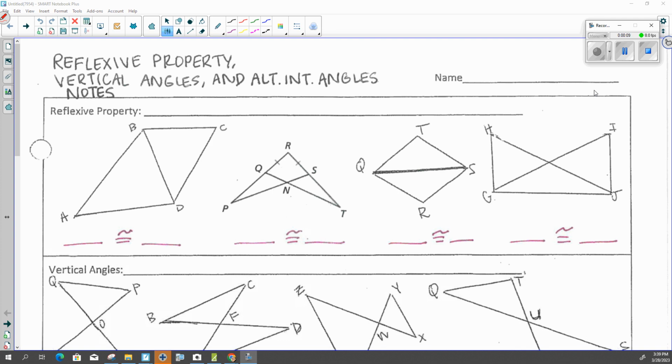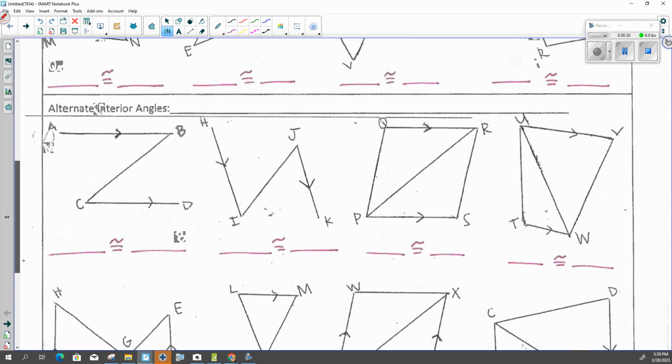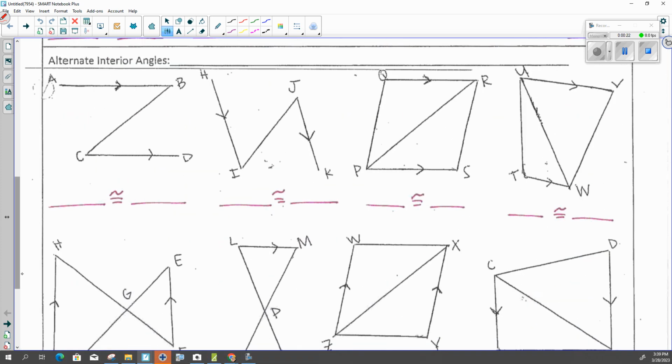On Thursday, you should have covered the reflexive property and vertical angles with me. So on your notes page, you should have all of this top part filled out. But today on Friday, right before spring break, this is exciting, we're going to talk about alternate interior angles.